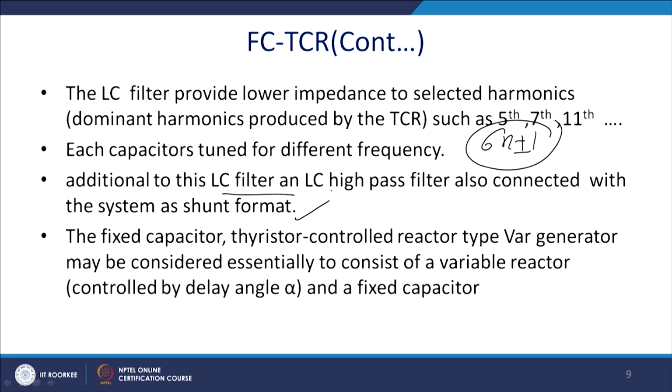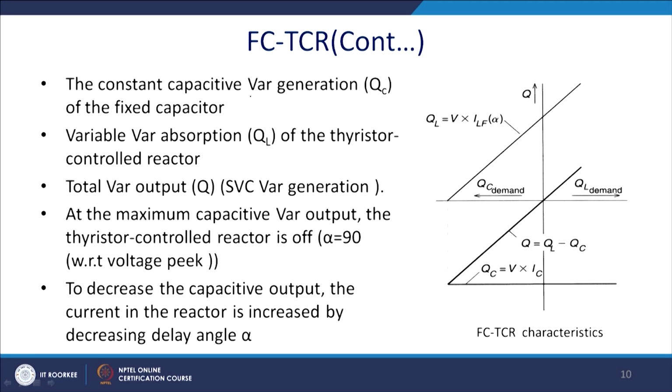The fixed capacitor thyristor controlled reactor type Var compensator may be considered essentially to consist of a variable reactor controlled by a delay angle and the fixed capacitor. The constant capacitor Var generated is QC, of the fixed capacitor. The variable absorption is QL, of the thyristor controlled reactor. So, you have QL, that is V into IL, and ultimately according to the current, the rating of this reactive power compensation will change, and so it will have a variable absorption. Total Var output, that is Q of the generation, has been shown here, that is Q equal to QL minus QC, where this one is basically the QC. So, it will be shifted.